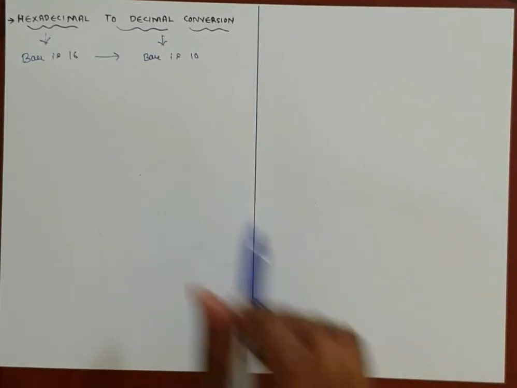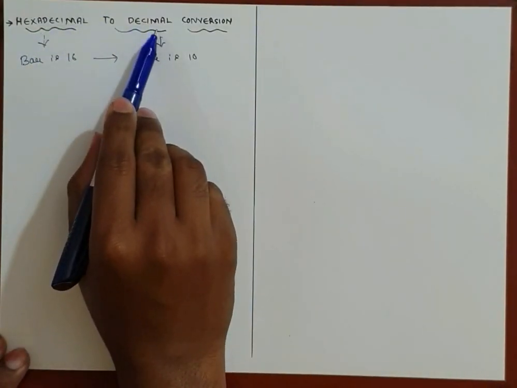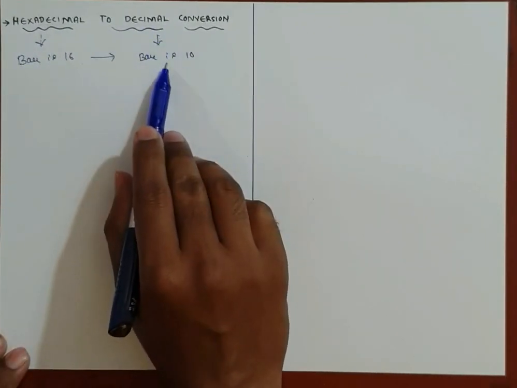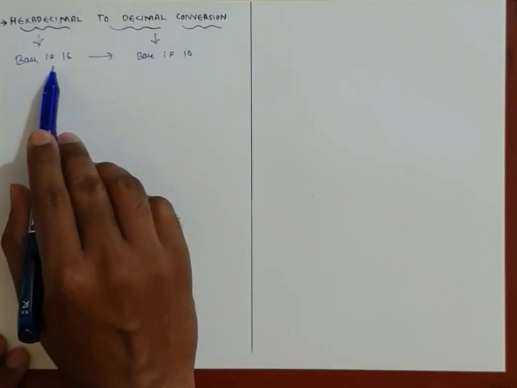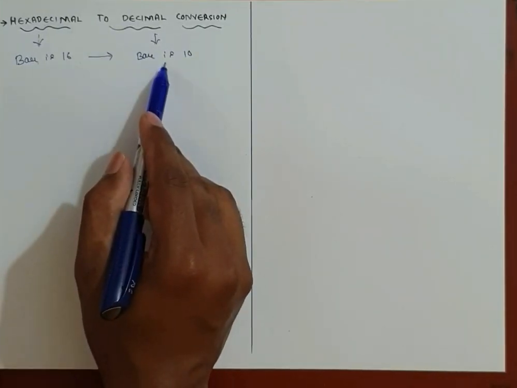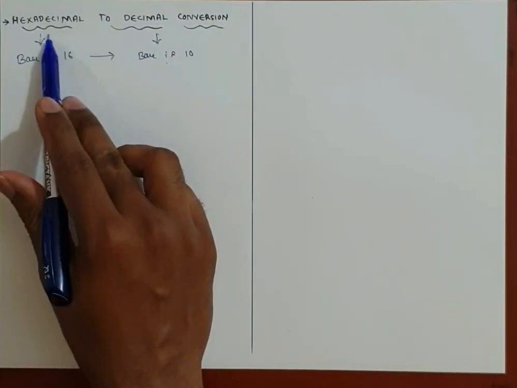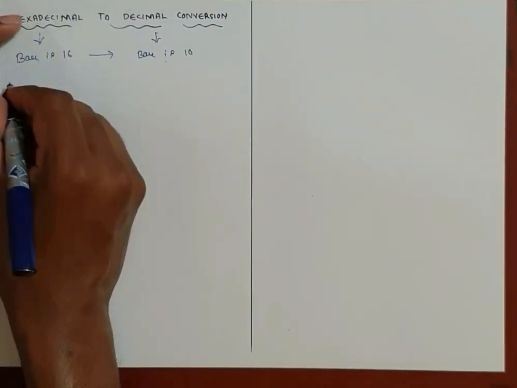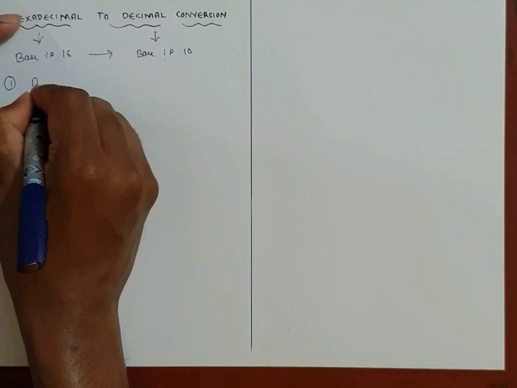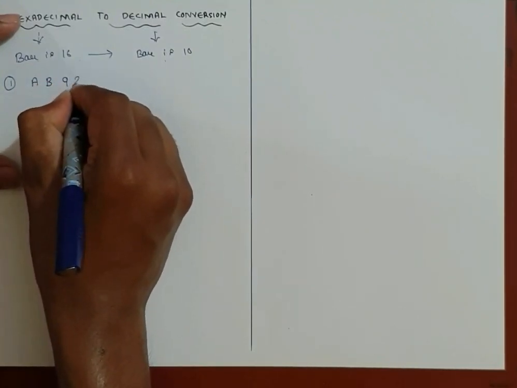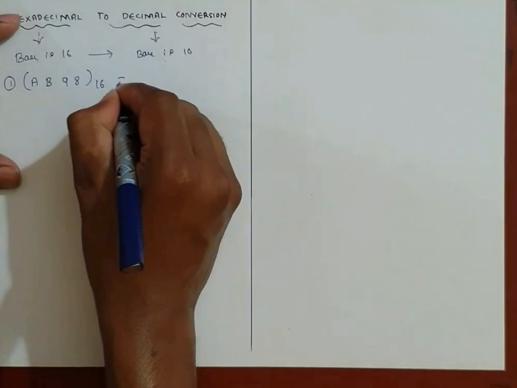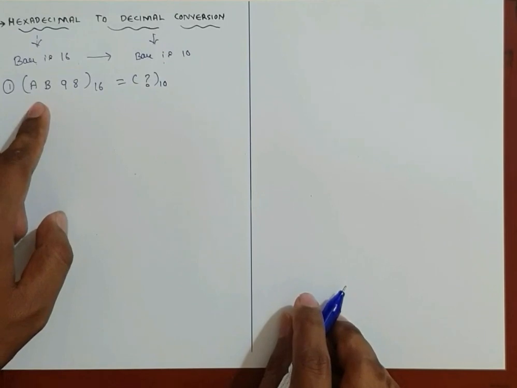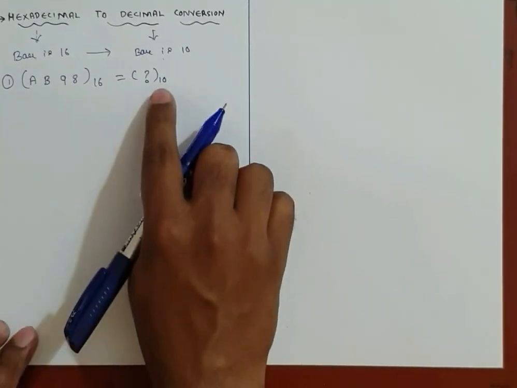Next type of conversion is hexadecimal to decimal conversion. Hexadecimal means the base will be 16, decimal means the base is 10. So I have to perform base 16 system to base 10 conversion. In case of a hexadecimal number, the digits will be 0 to F. Let us consider a simple numerical: AB98 to the base of 16 equal to question mark to the base of 10. Here the given number is a hexadecimal number, so we have to convert this hexadecimal number into a decimal number.